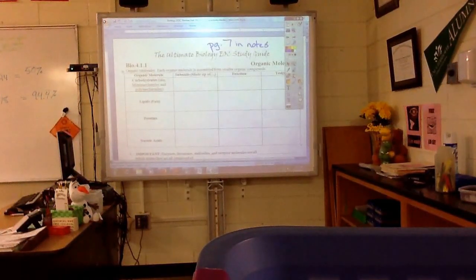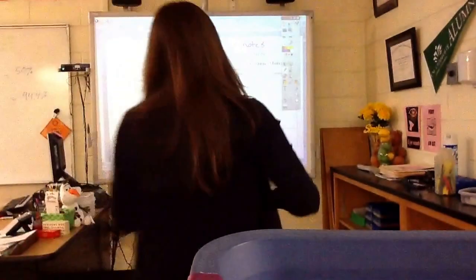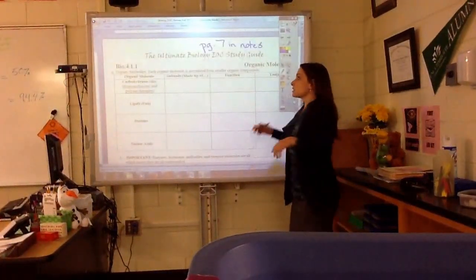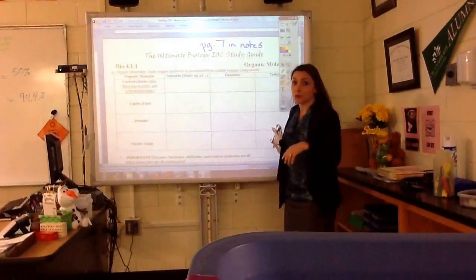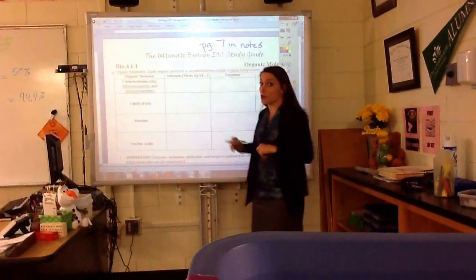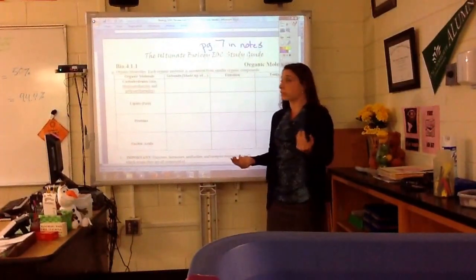So here is your Ultimate Biology EOC study guide. And so what we're going to do is do this in a couple of videos. Today we're going to do pages 1 through 3 of the study guide. Now this goes along with page 7 in your notes. So you might want to turn to page 7.